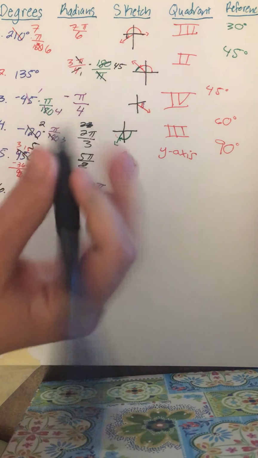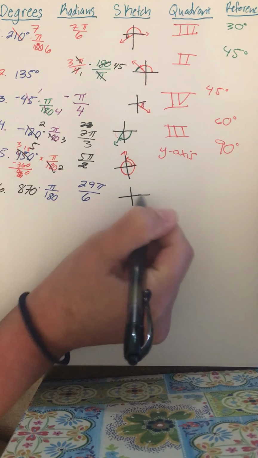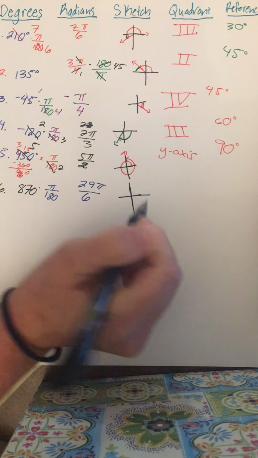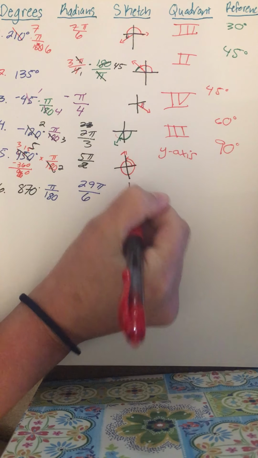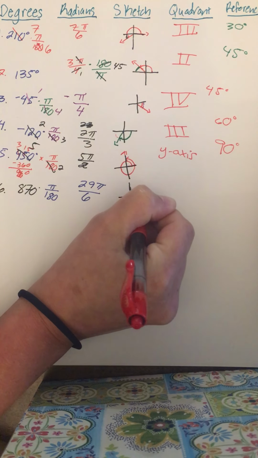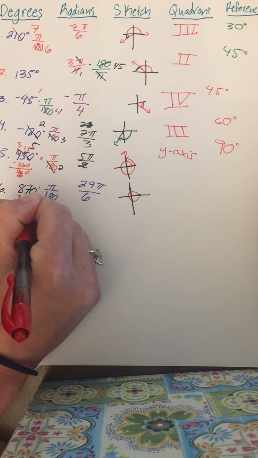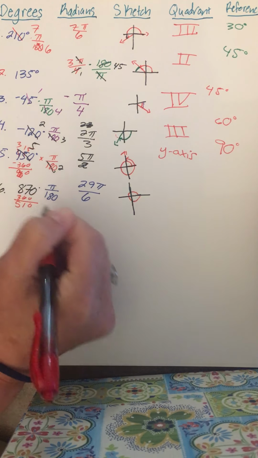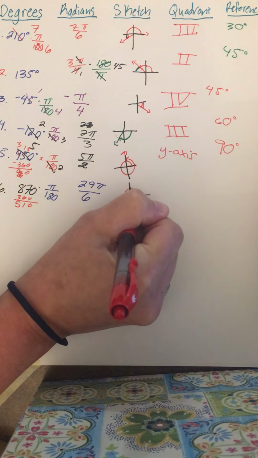Okay, so I'm going to draw a bigger one here. Okay, let's start rotating. So if we start here, that's a full 360 rotation. We still have 510 degrees to rotate. So let's go another 360.